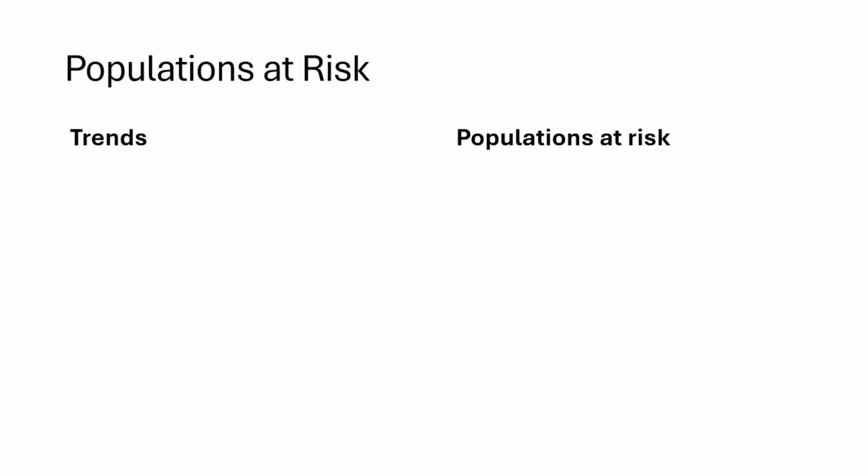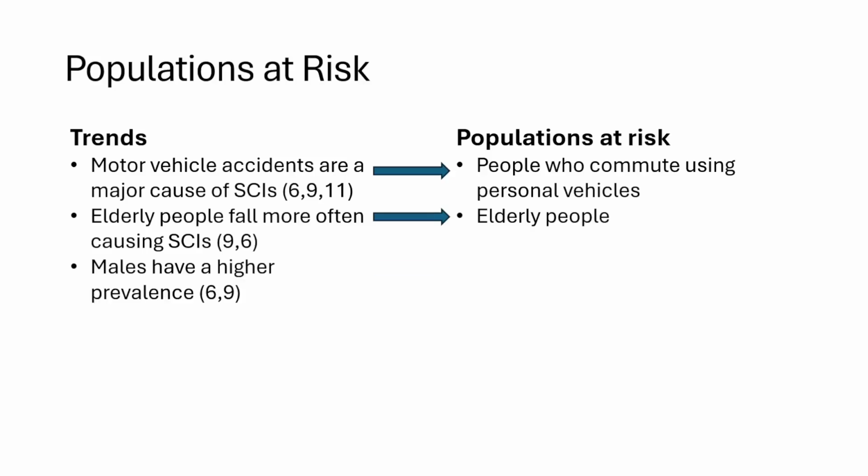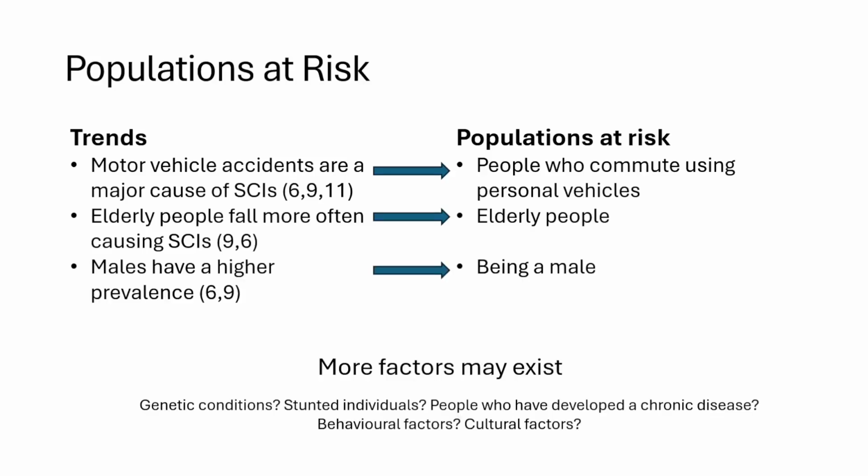So if we were to identify trends to identify populations at risk, one would be people who commute using personal vehicles are at risk of spinal cord injury, elderly people are at risk, and being a male puts you at risk. However, this is a complex issue and there may be many more factors at play here.